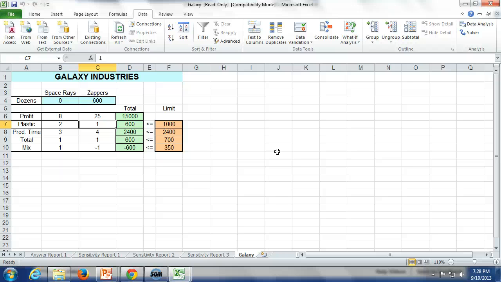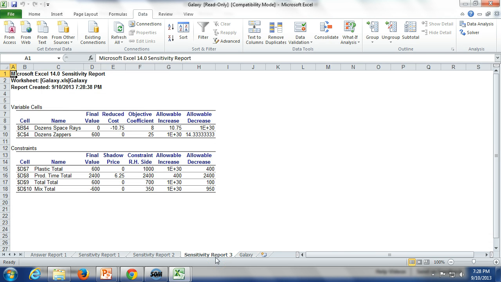I kept the new sensitivity report, if you noticed. And it's going to have a reduced cost for space race. And the reduced cost is negative 10.75. It's telling us two things, and I'll go back to the definition in a second, but in human terms, it's telling us two things.